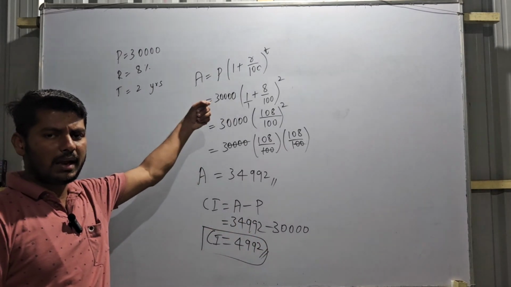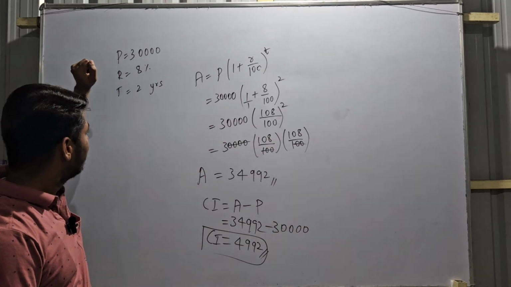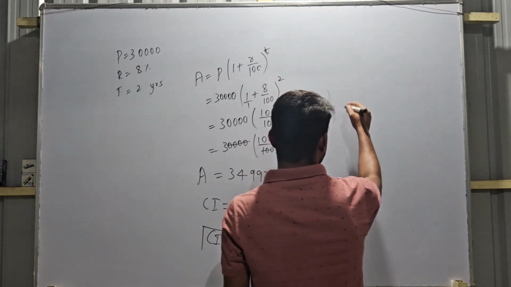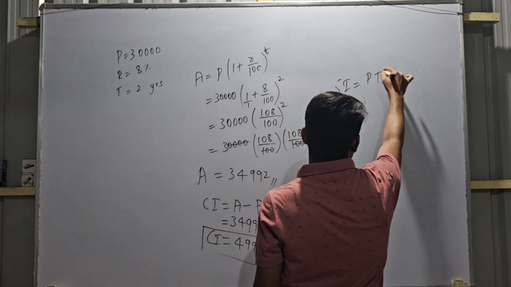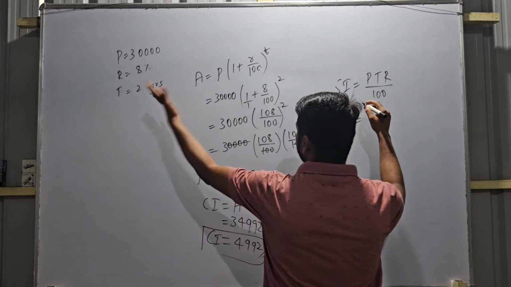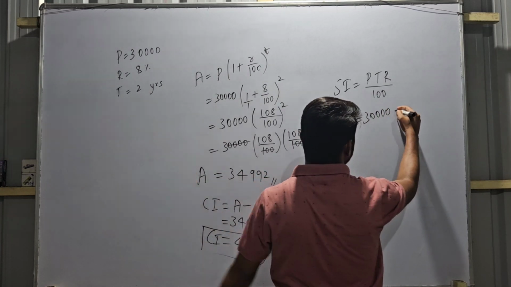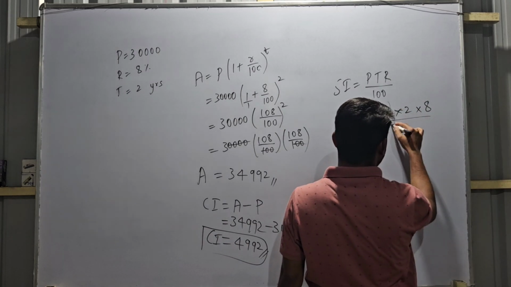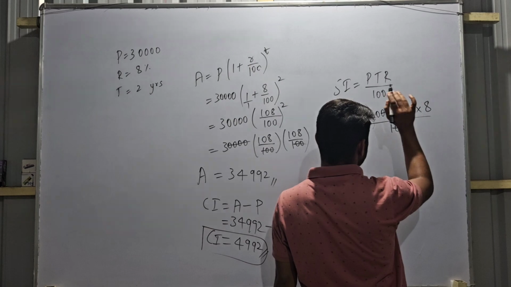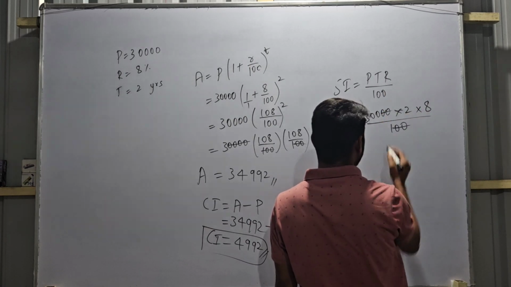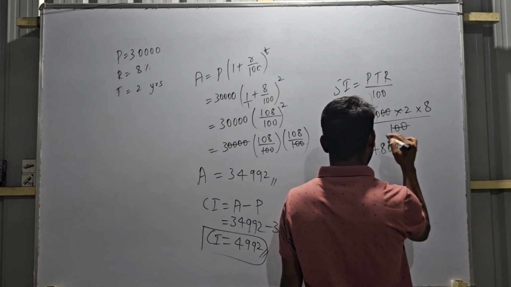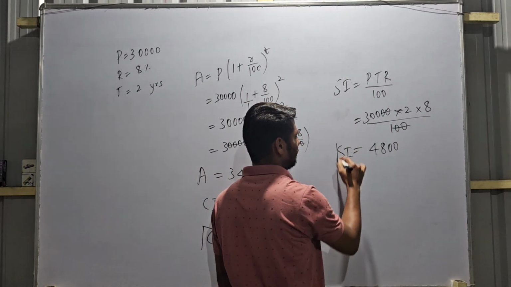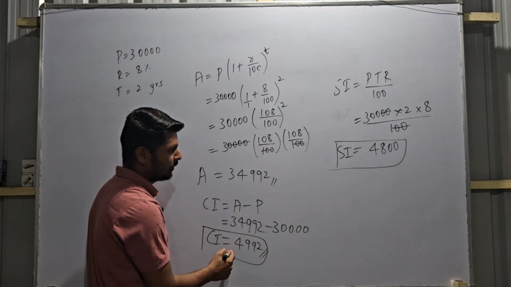See students, for the same data, let us calculate simple interest. Okay, simple interest formula, PTR divided by 100. So 30,000 into time is 2 years, and into rate of interest is 8% divided by 100. So 2 zeros cancel, 300 into 2 is 600, into 8, that is 4,800. See, clearly you can see the difference. This is the simple interest after 2 years, and this is the compound interest after 2 years.